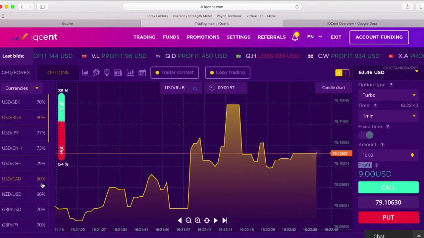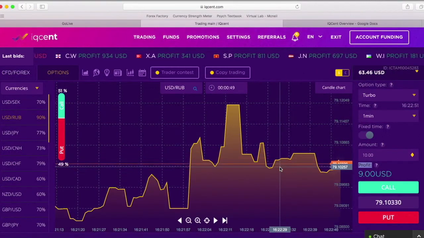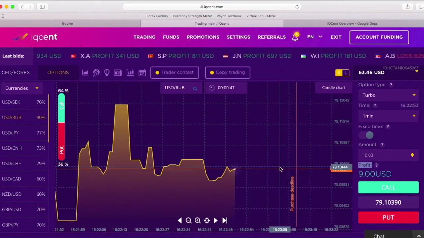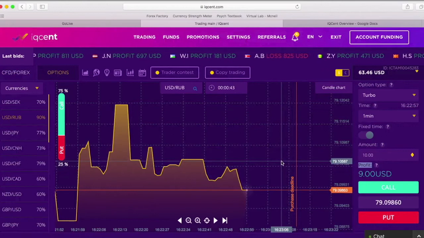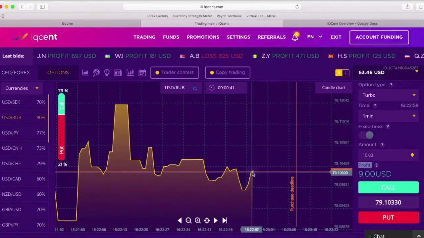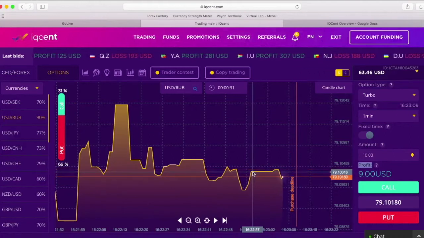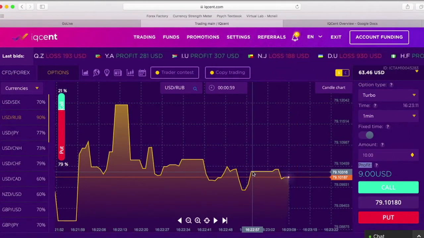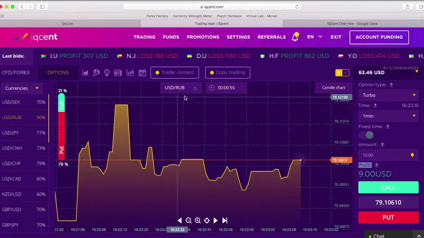So, now I want to talk about the chart. I'm just going to be giving you a basic understanding of what the chart is showing you because you're going to be learning more about that as you go. But essentially, all you're seeing is a line moving up and down. If the line is moving up, the price is increasing, and if the line is going down, the price is decreasing for the specific currency pair that you're on.